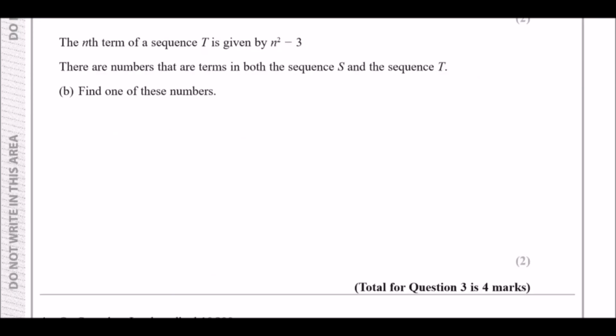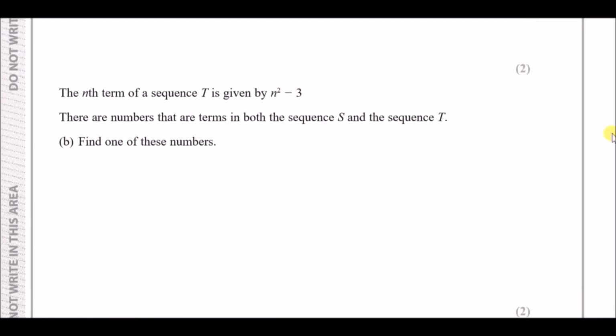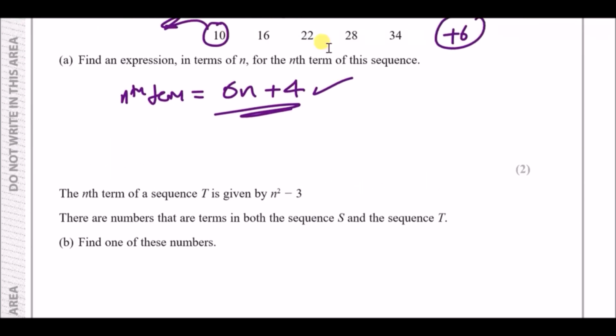Alright, part B. So the nth term of a sequence t is given by n squared minus 3. Okay? There are numbers that are terms in both sequences s and t. Find one of these numbers. Okay, what this is actually telling us is that both of these sequences must have the same term.